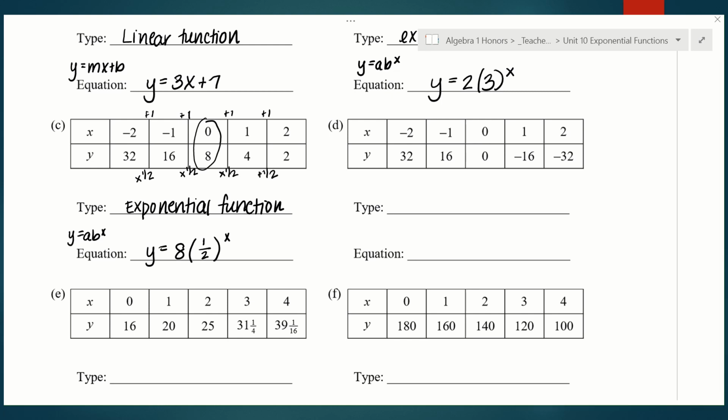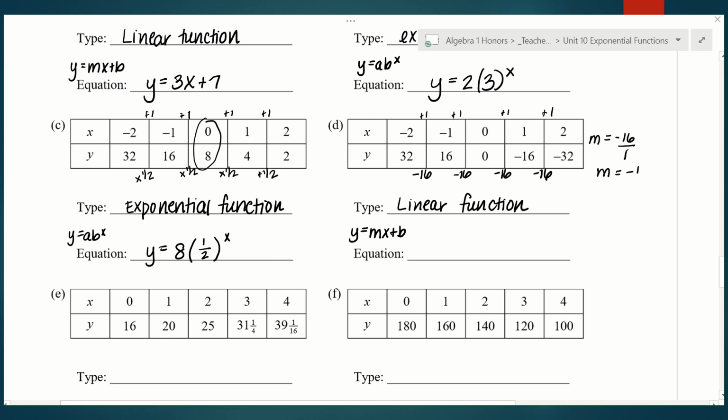All right, in D, again, X is going up by 1. Y looks like we are subtracting 16. And that is a constant difference, so this is linear. Okay, so I need my slope and my y-intercept. My slope is the change in y over the change in x, which is just -16. So y equals -16x. My y-intercept right there on the table is 0, and so you don't have to write the +0.